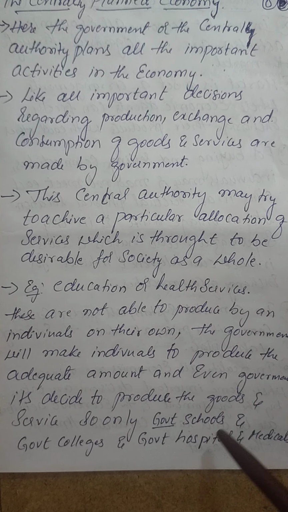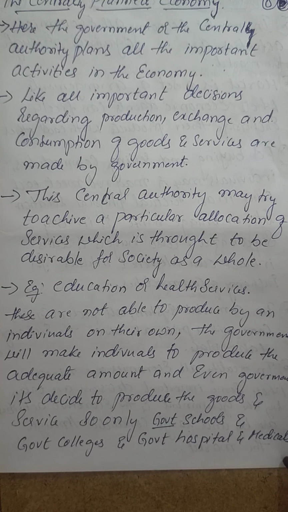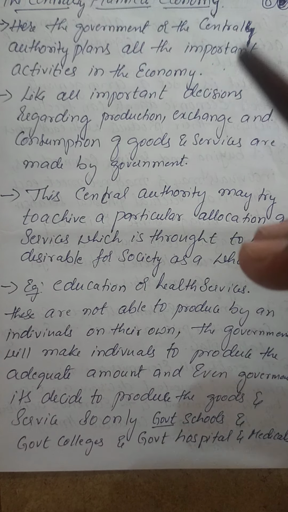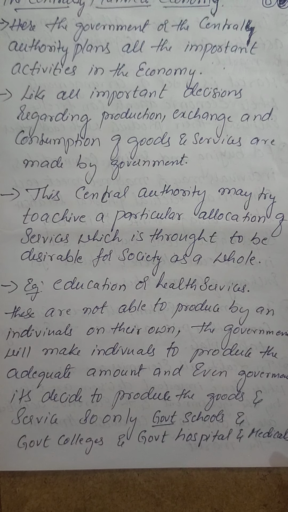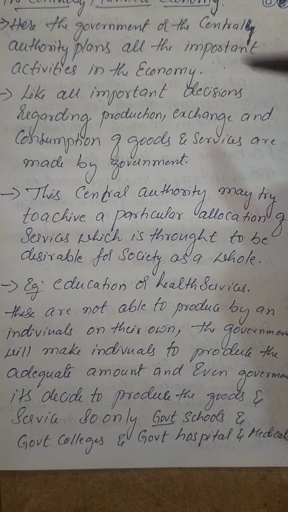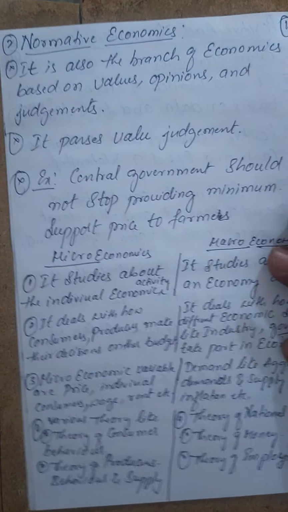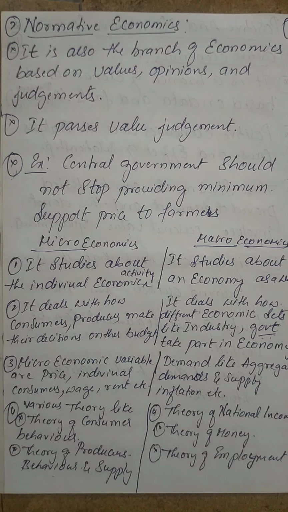So only government schools, government colleges, government hospitals and so on. Such things the government will give centrally; they sit and plan what is to be given in the form of services to the society. Okay, so this is what deals with the centrally planned economy. Next we are going to see normative economics and positive economics.